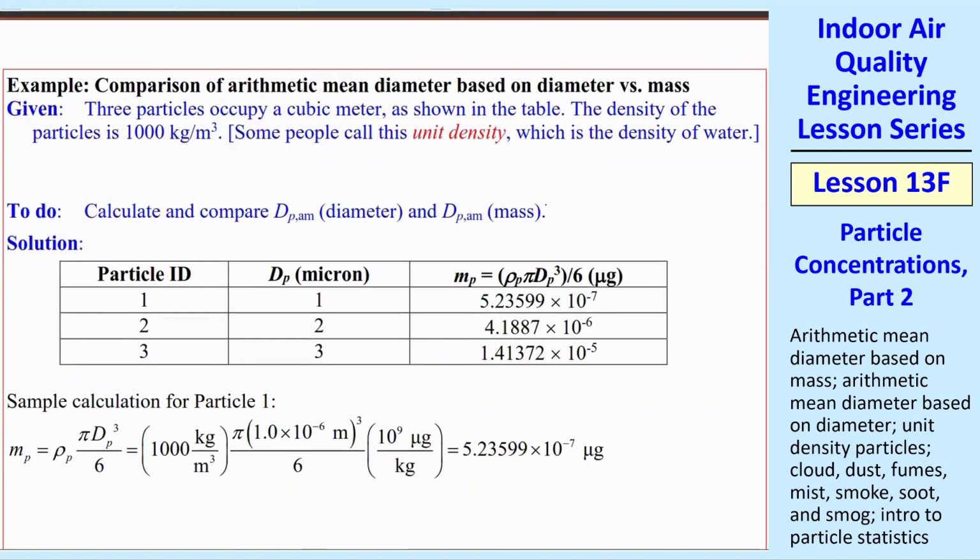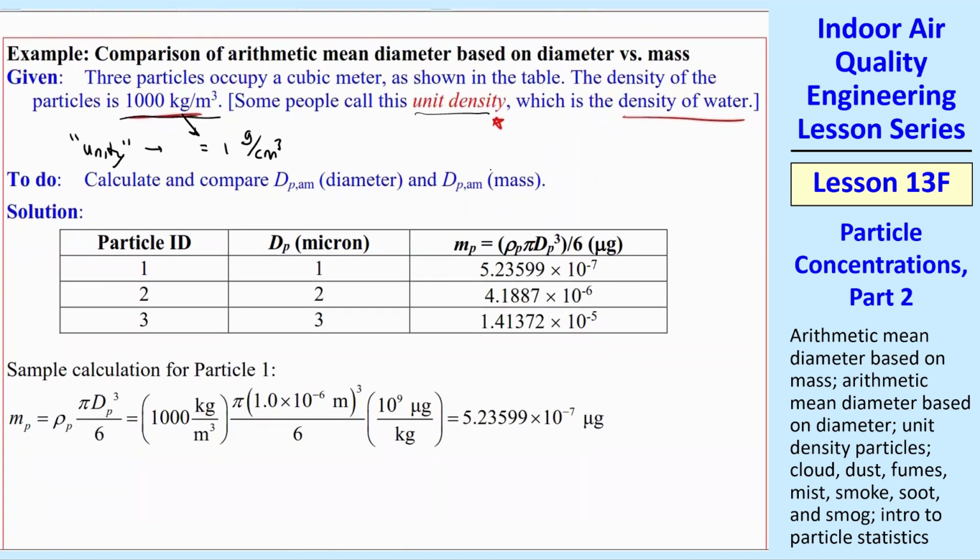We have just 3 particles occupying a cubic meter that I illustrate in this table. The density of the particles is 1,000 kilogram per meter cubed. By the way, some people call this unit density, so I want you to remember that term, unit density. Sometimes I'll give you problems with unit density. That's the density of water, 1,000 kilogram per meter cubed. The wording comes because this is equal to 1 gram per cubic centimeter. And so that's where the term unity, meaning 1, comes from. In terms of our normal SI units, it's actually 1,000 kilogram per cubic meter.